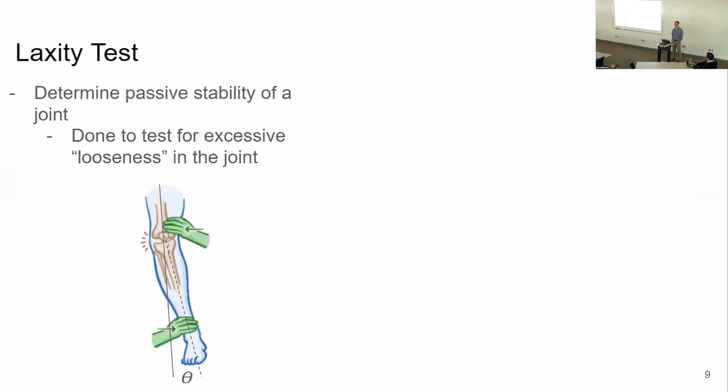So my lab studies knee biomechanics. One of the fundamental things, especially for knee mechanics, is called the laxity test. There's a bunch of different laxity tests, but basically a laxity test determines the passive stability of a joint. So this is done to test for excessive looseness in the joint.